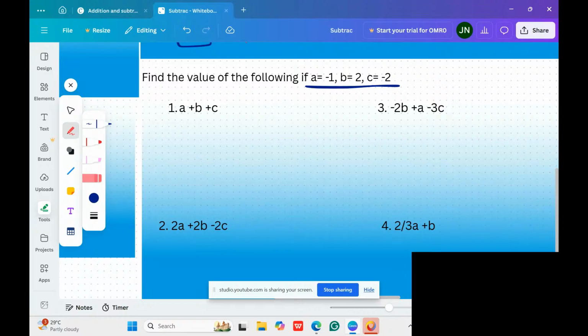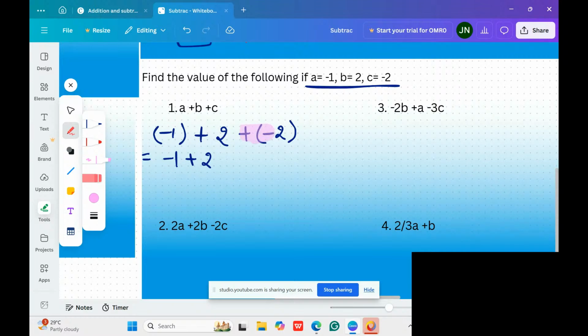So all you have to do is just replace the values. So A is -1 plus B is 2. Since it is positive, you do not need to put a bracket for positive. You can just write it as it is, plus -2 here. Okay. Now, I'll remove the brackets, -1, this is plus 2. Now, there are two signs here. When this situation comes, please multiply them. Plus into minus will become -2 and then just solve them.